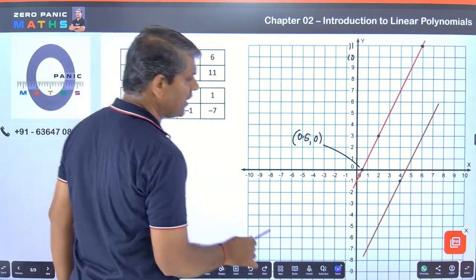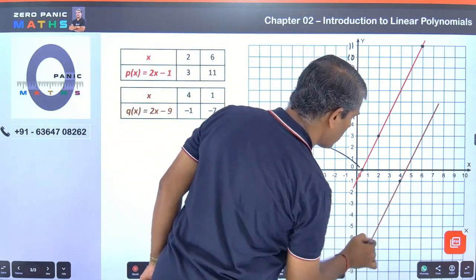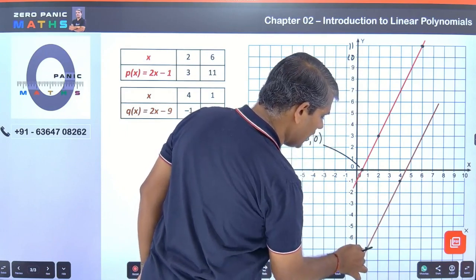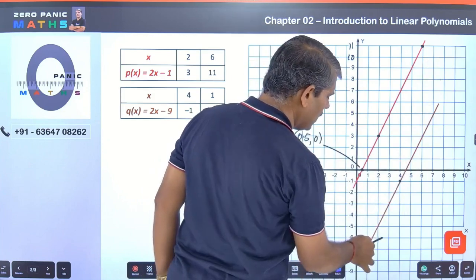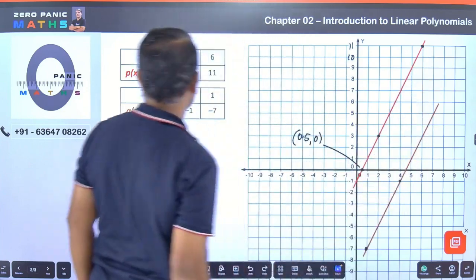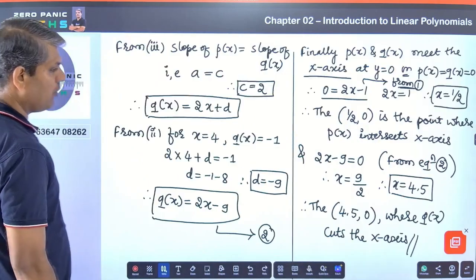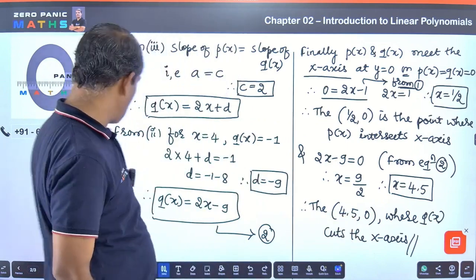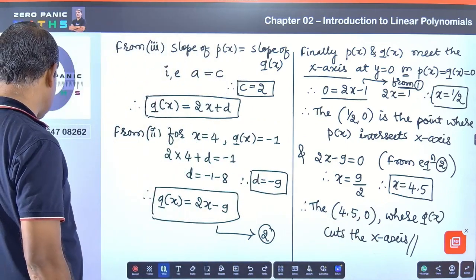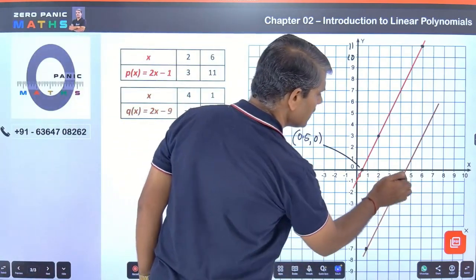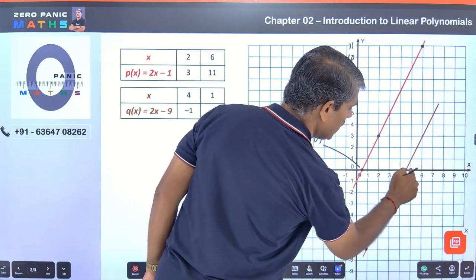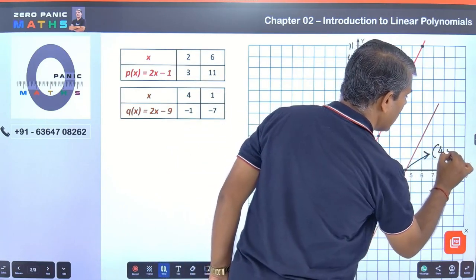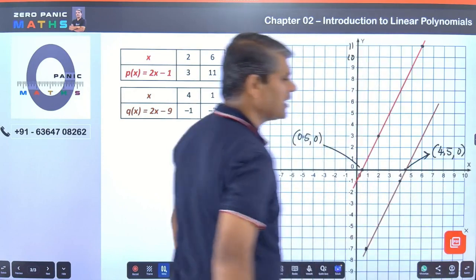For 1, it is minus 7. So 4 minus 1 is 1 point, and for 1, it is minus 7, another point. If I draw the line and extend it, for the point 4.5 where y is equal to 0, where is it cutting the x-axis? It is here, between 4 and 5. It is 4.5 and 0. It is cutting the x-axis.